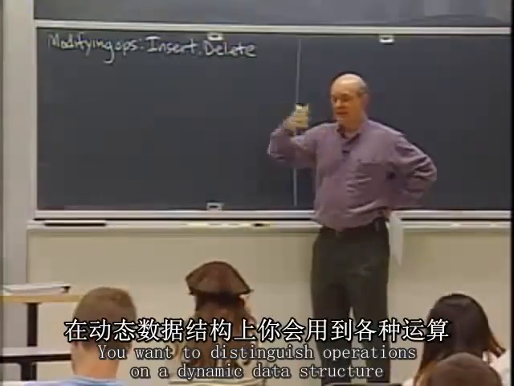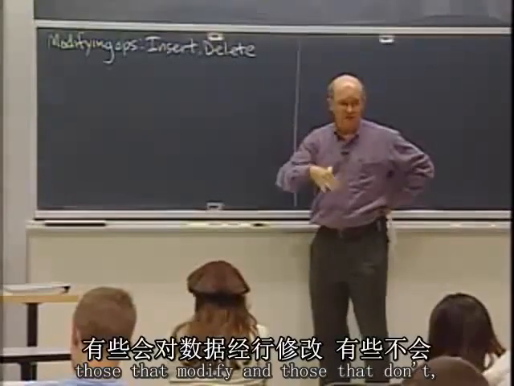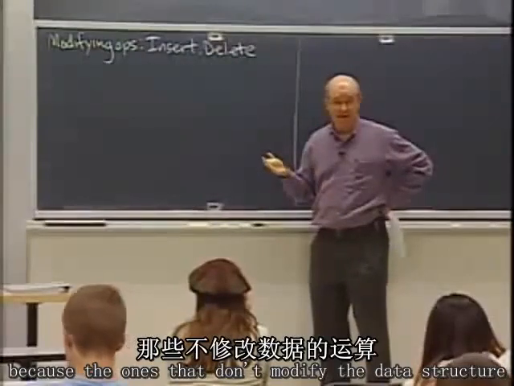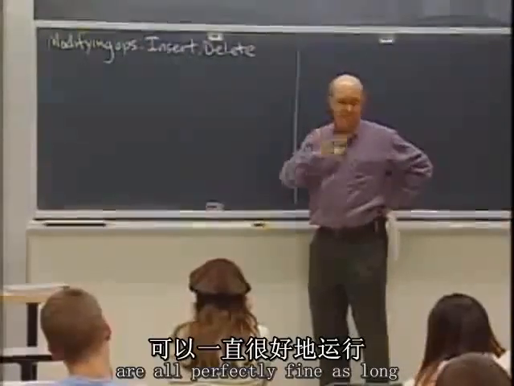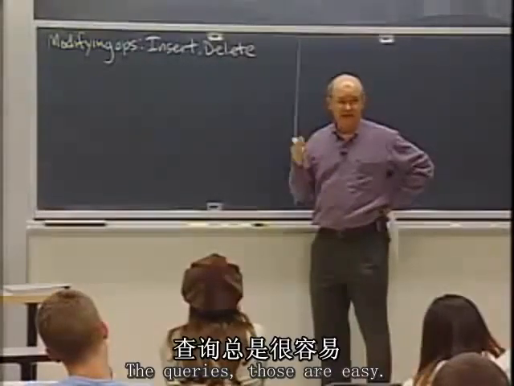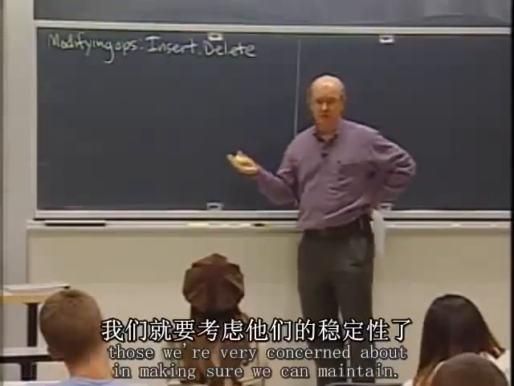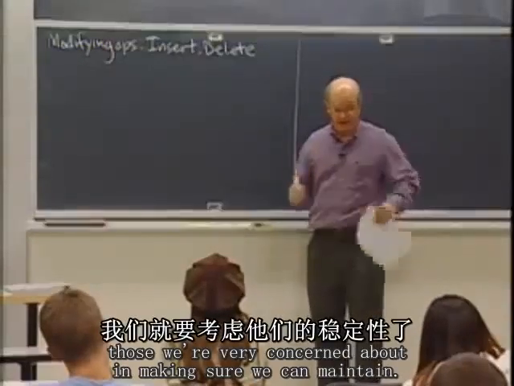So you want to distinguish operations on a dynamic data structure as those that modify and those that don't. Because the ones that don't modify the data structure, those are all perfectly fine as long as you haven't destroyed information. Okay, the queries, those are easy. But the operations that modify the data structure, those we're very concerned about, making sure we can maintain.